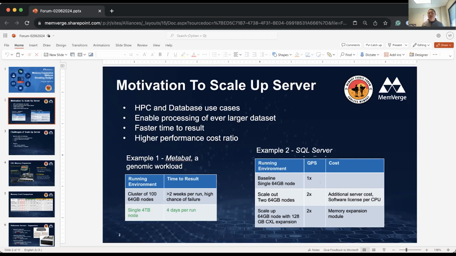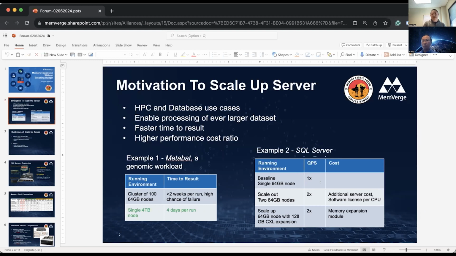Usually these enterprise softwares are licensed on a per CPU basis. If you run SQL Server, for instance, the price is about $7,000 per year per CPU core. When you do this kind of scale out solution, you increase the CPU core usage, and then the software license cost is often just as much, if not more, than the server cost itself.